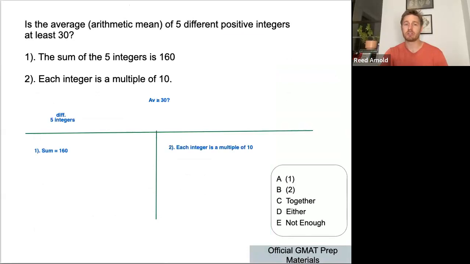I have my setup here. Statement 1 tells me that the sum of the 5 numbers is 160. You probably can just do your average equation, say, well, okay, if the sum is 160, the average is 160 divided by 5, which is greater than 30. It's going to be 32. And so is the average greater than 30? Yep. I don't have to test any other case. We're already good to go. So it's either A or D. B, C, and E are out. Statement 2 is the trap, and there's a few things that might lead you to say statement 2 is insufficient.